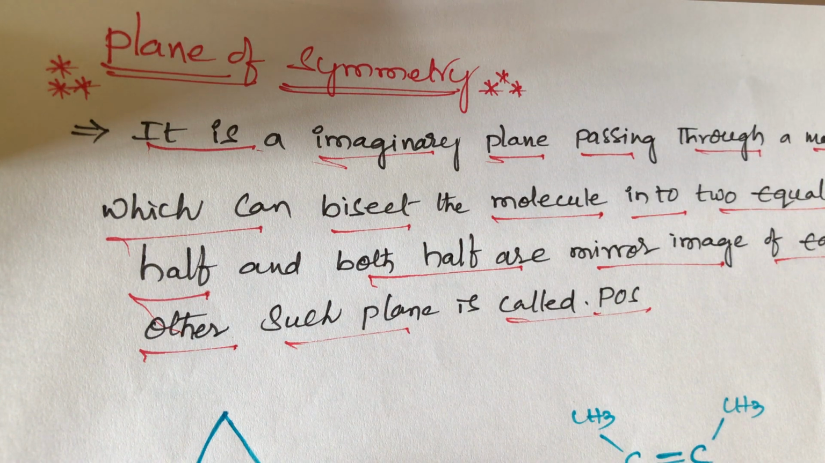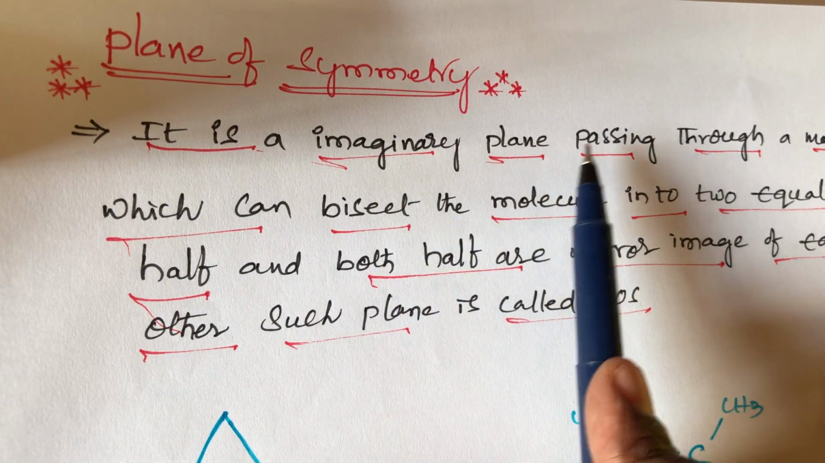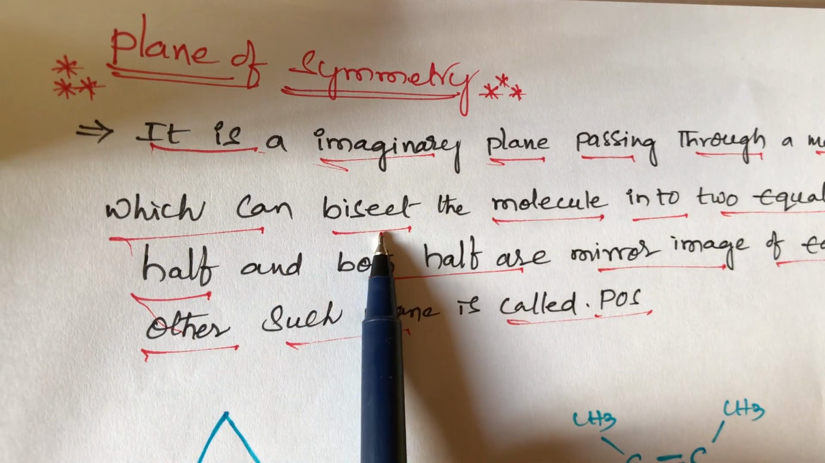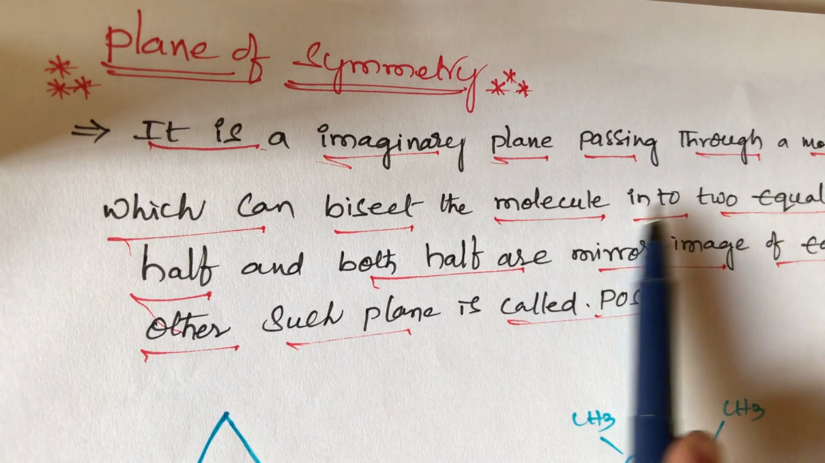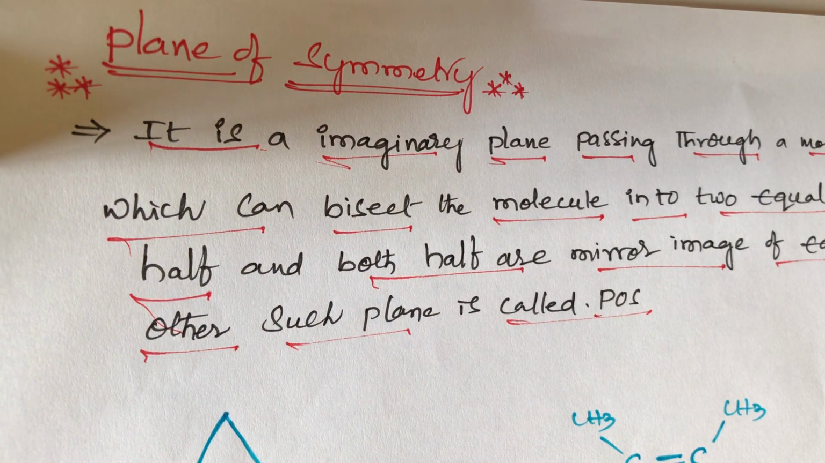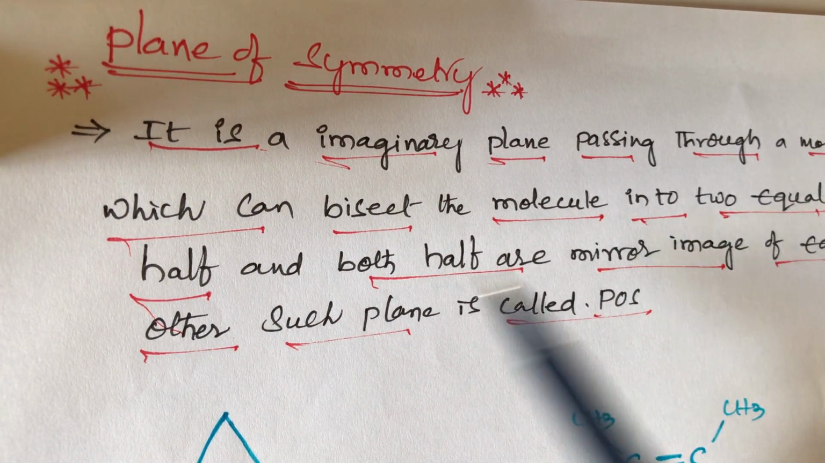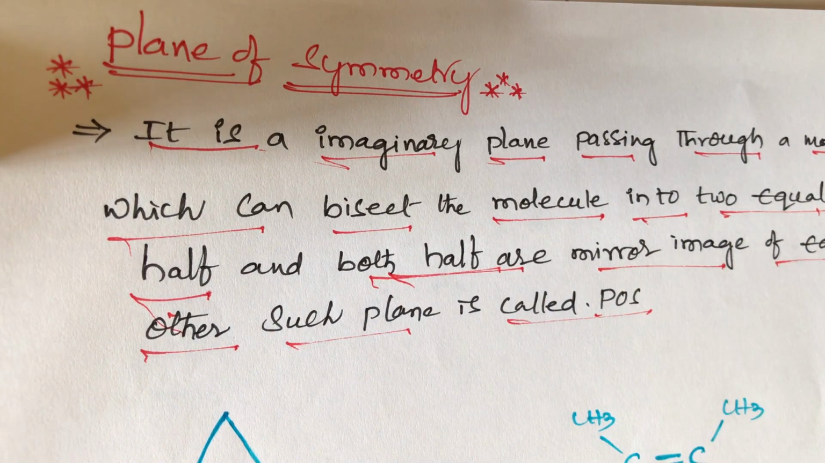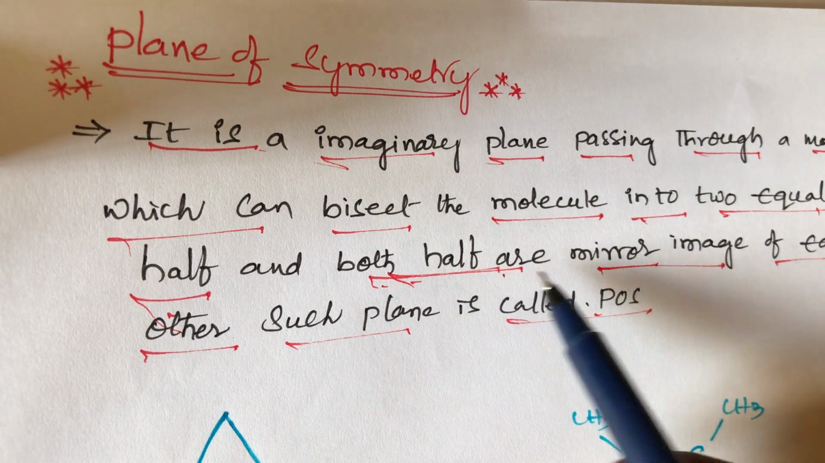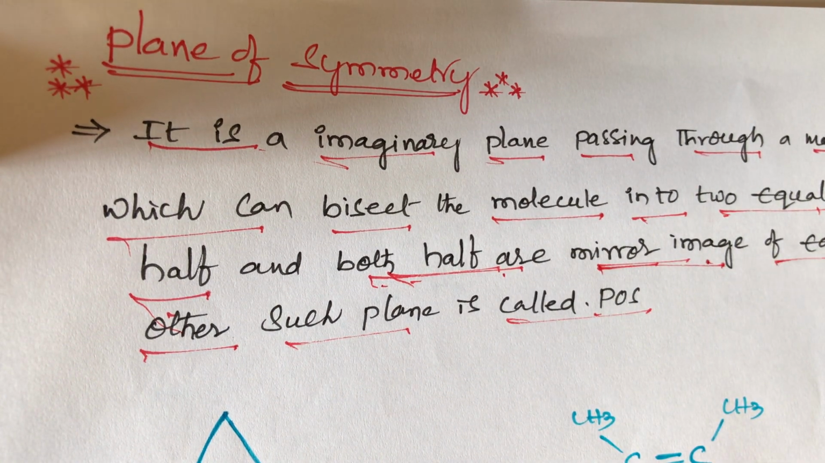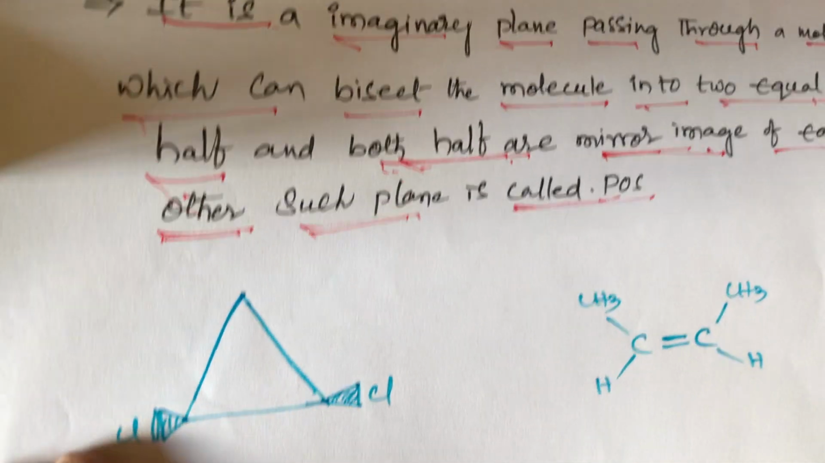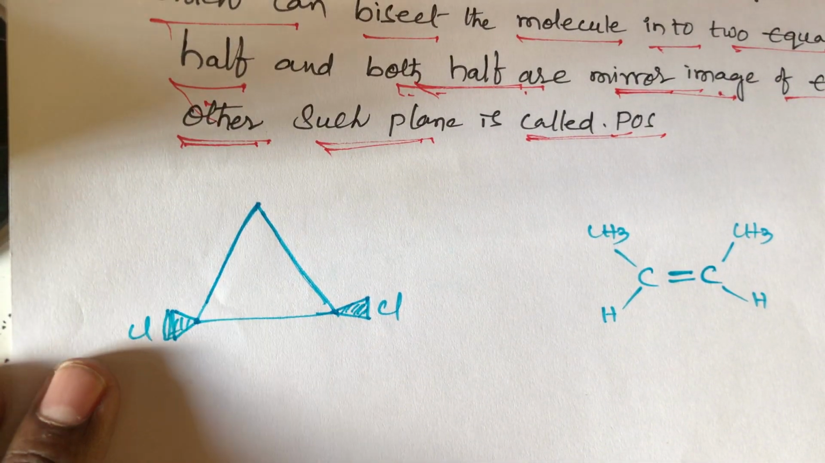What is plane of symmetry? Once again, it is an imaginary plane passing through a molecule which can bisect the molecule into two equal halves. Bisect simply means cutting into two equal halves. Both halves of the molecule are mirror images of each other. Such a plane is called a plane of symmetry.